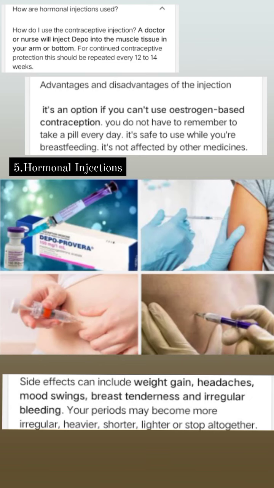How do I use the contraceptive injection? A doctor or nurse will inject the depot into the muscle tissue in your arm or bottom. For continued contraceptive protection, this should be repeated every 12 to 14 weeks.